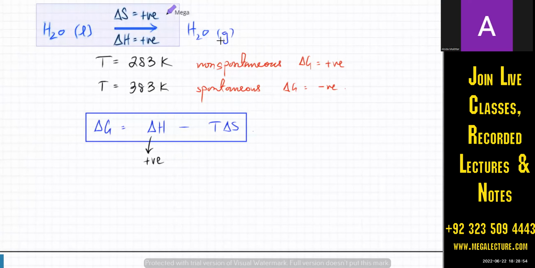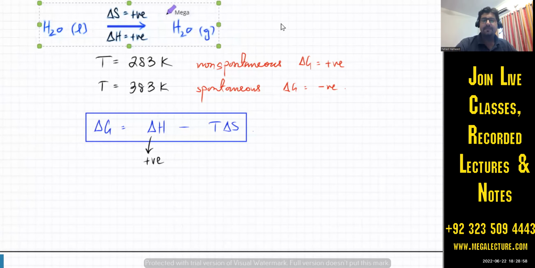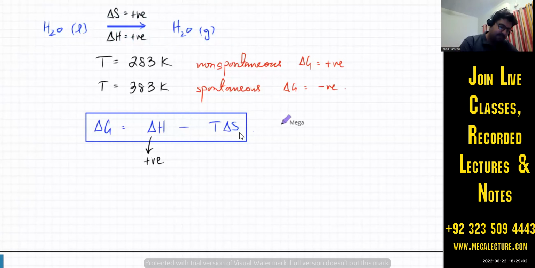So now this was not given. We just predicted these two values based on the equation, right? So that means delta S over here is also positive. By just looking at the equation, I was able to figure out the signs of delta H and delta S.